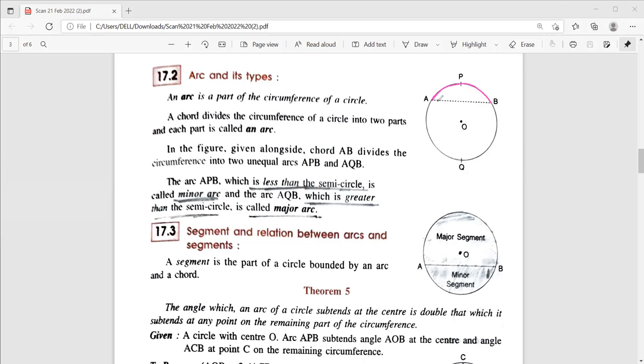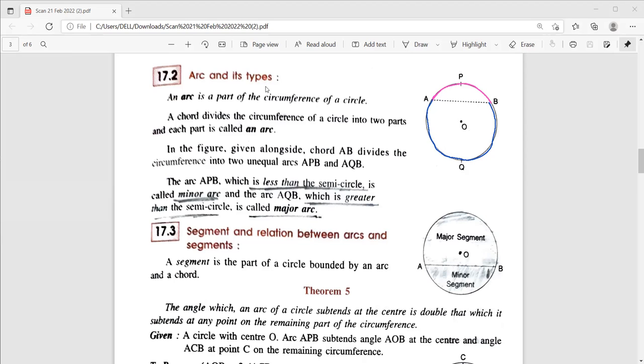And not only that, you can call AQB another arc of the circle. The arc which is larger in length is known as the major arc, and the one which is smaller in length is known as the minor arc. So APB is the minor arc and this is the major arc.